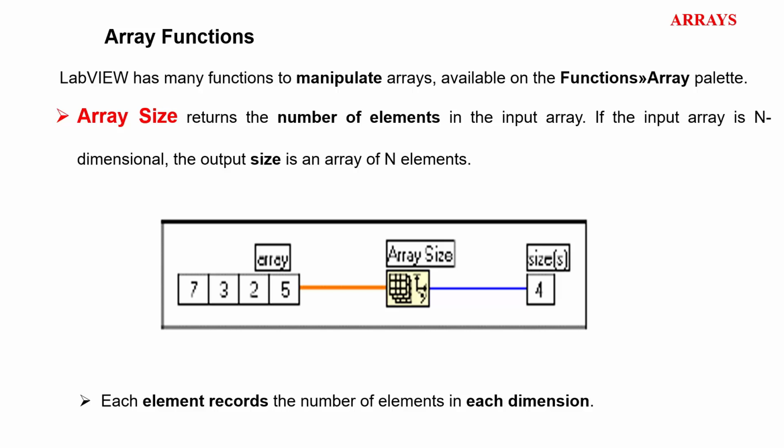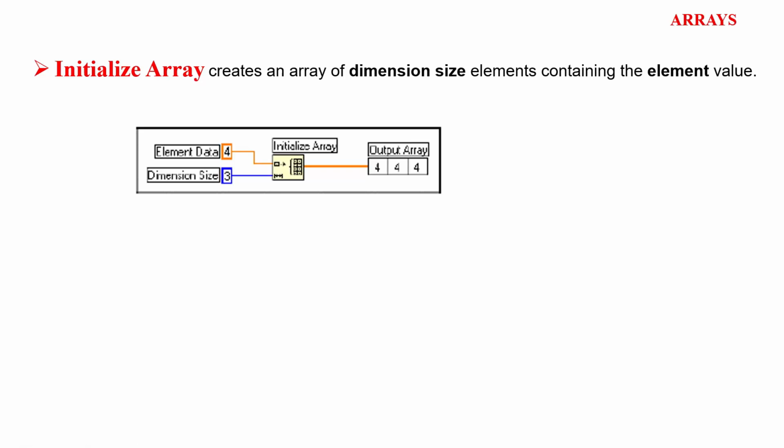Each element records the number of elements in each dimension. If you have a 2D array, then at the output we have the number of columns and the number of rows.